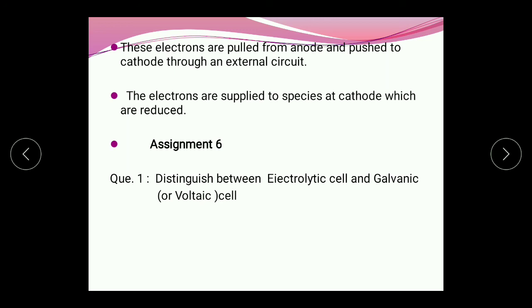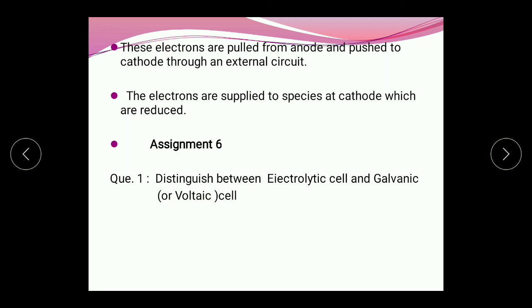The next difference: in electrolytic cell, oxidation takes place at the positive electrode, while in galvanic cell, oxidation takes place at the negative electrode. Both are anode, but the charges are different. In electrolytic cell, reduction takes place at the negative electrode, while in galvanic cell, reduction takes place at the positive electrode. So these are the differences you have to write.